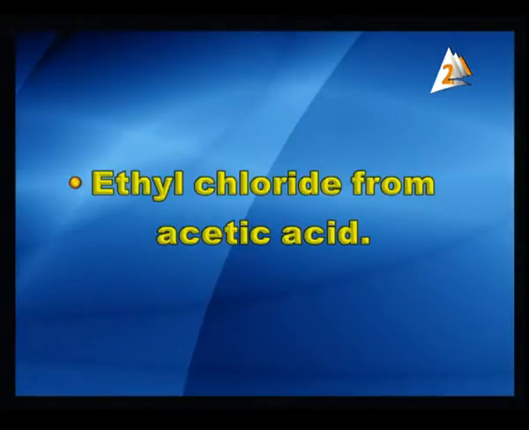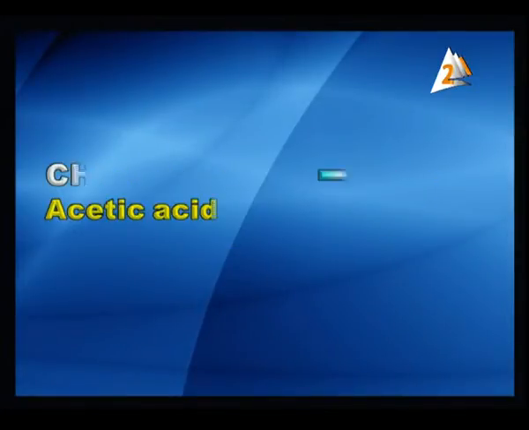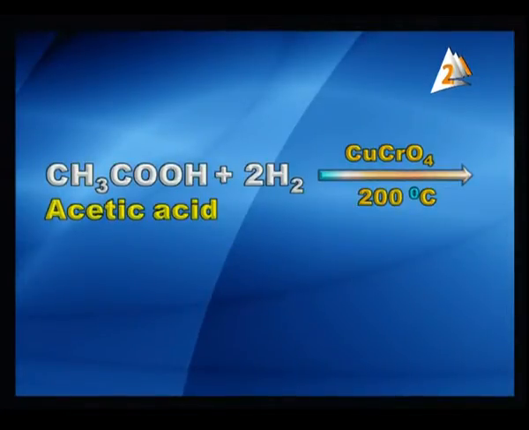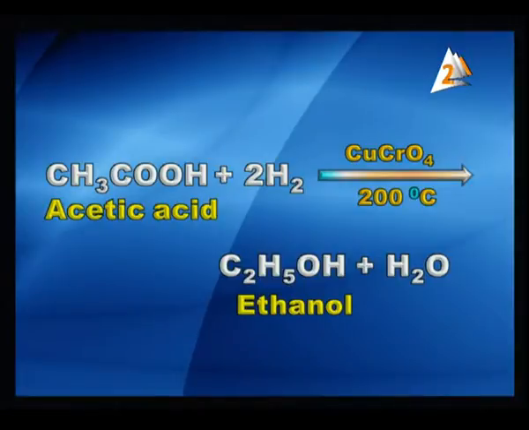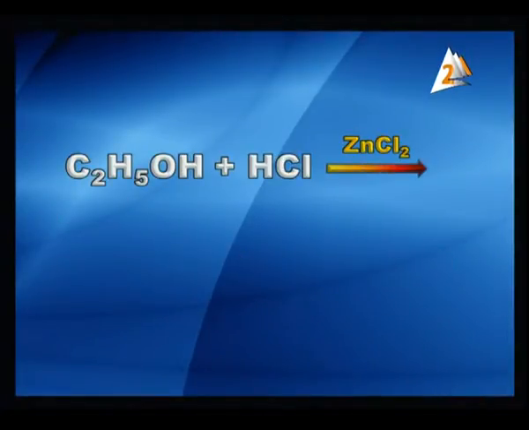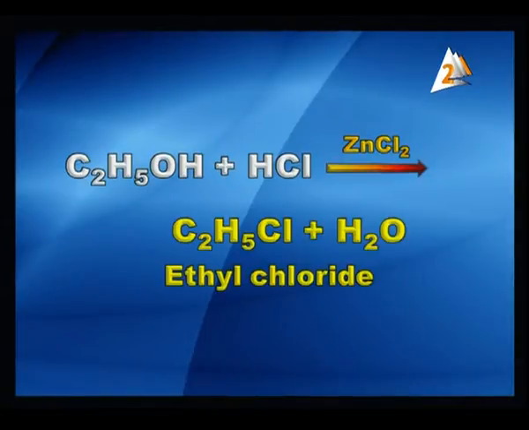Ethyl chloride from acetic acid. Here, on reduction of acetic acid in the presence of copper chromate at 200 degrees Celsius, it gives ethanol and water is produced. Then ethanol reacts with hydrogen chloride in the presence of zinc chloride, it gives ethyl chloride and water is produced.